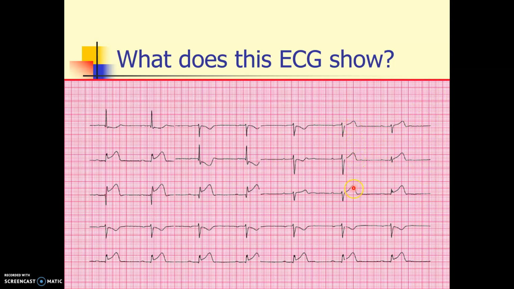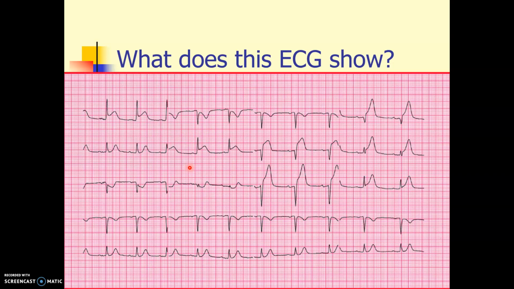This is V1, V2, and V3 here. So we have ST elevation in the inferior leads and ST depression and T wave inversion in the reciprocal leads. This is an inferior ST elevation MI.